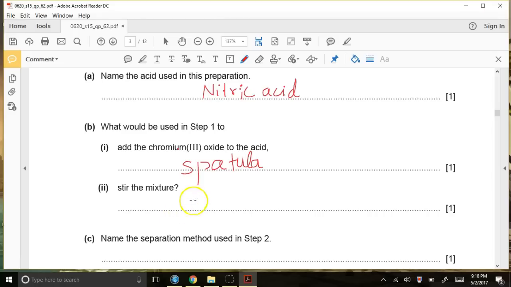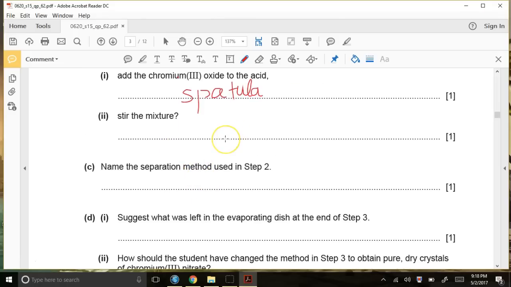And how would you stir the mixture? Well, if you want to stir the mixture, the best thing to do is use glass rod. And the reason why we take glass rod is because it does not interfere with well, almost all the reactions that you do in your chemistry labs.